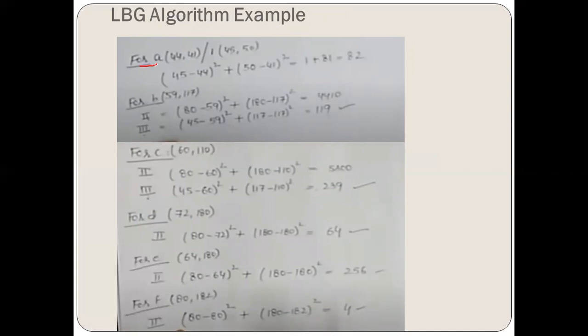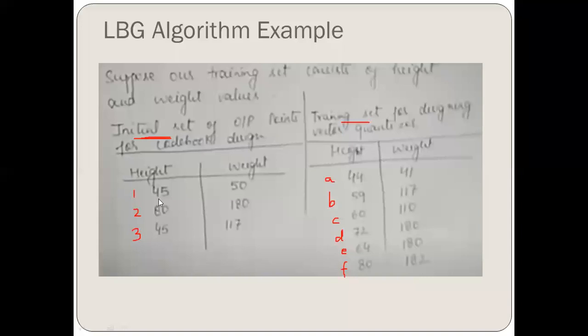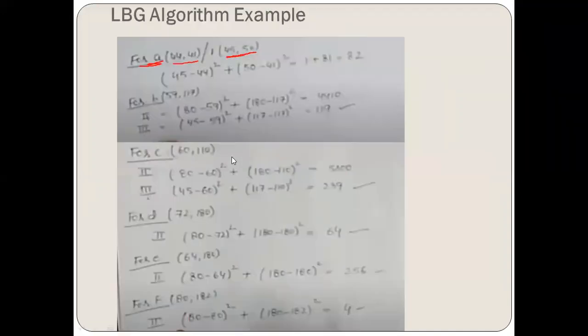For A, we have 44 and 41, and region 1 is 45 and 50. See here, region 1 is 45 and 50 and A is 44 and 41. So it will be 45 minus 44. This is the formula we have to apply. We have to find the difference.